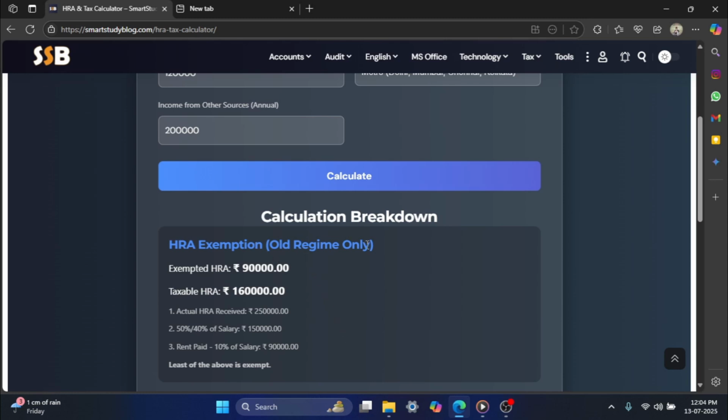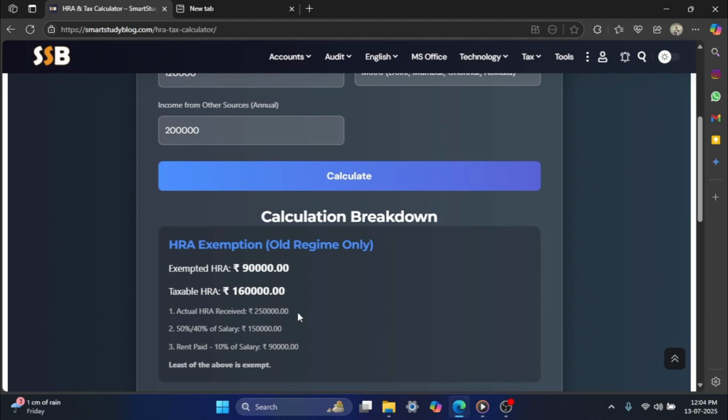The tool clearly shows your exempted HRA, the part you don't pay tax on, and therefore your taxable HRA. How does it figure out the exempted part? Isn't that complex? It is, but the tool does it instantly. It calculates the exemption based on the least of 3 specific amounts. Okay, what are the 3?